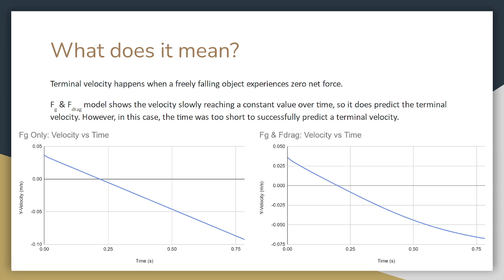So what does this mean? Terminal velocity happens when a freely falling object experiences zero net force. In the gravity and drag force model, the velocity slowly reaches a constant value over time, so it does predict the terminal velocity. However, the time was too short to successfully show the terminal velocity, which means the experiment could be longer or the object dropped from a higher height.